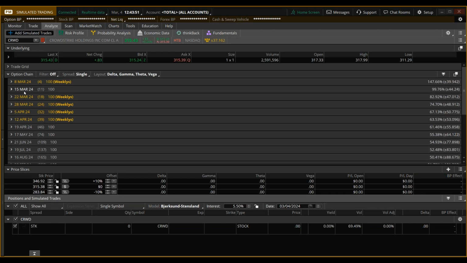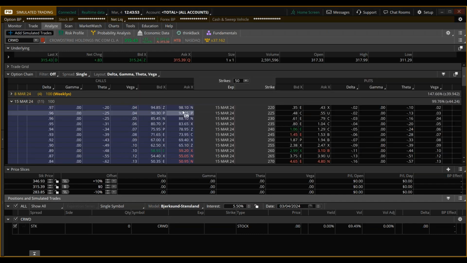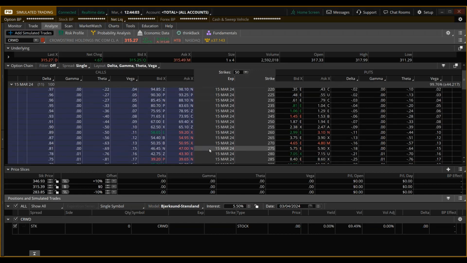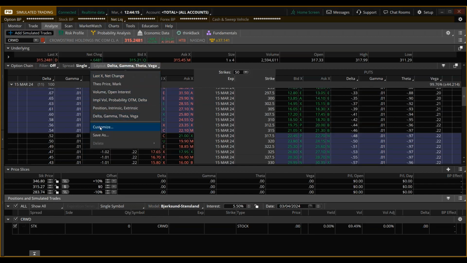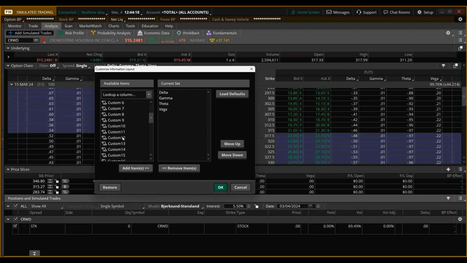A formula is created because each and every one of these options has its own implied volatility. What they do is they grab a whole bunch of these options and they use some formula that they won't tell us exactly what that formula is. And your broker might have a different IV. Let me go to layout and customize this, and let's add IV so that you can see that I'm not teasing you. Every option has its own implied volatility.